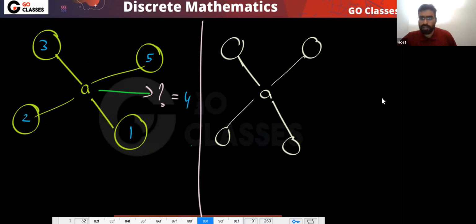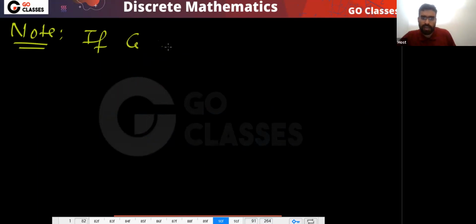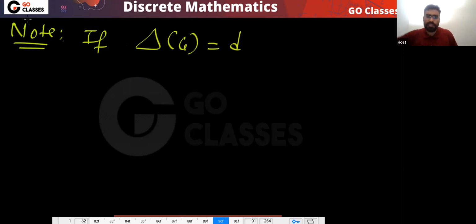Very simple point. Remember, this is the note: if the maximum degree of G is D, or I can say if the maximum degree is delta, then one thing you can notice is that the chromatic number will definitely be less than or equal to delta plus 1.